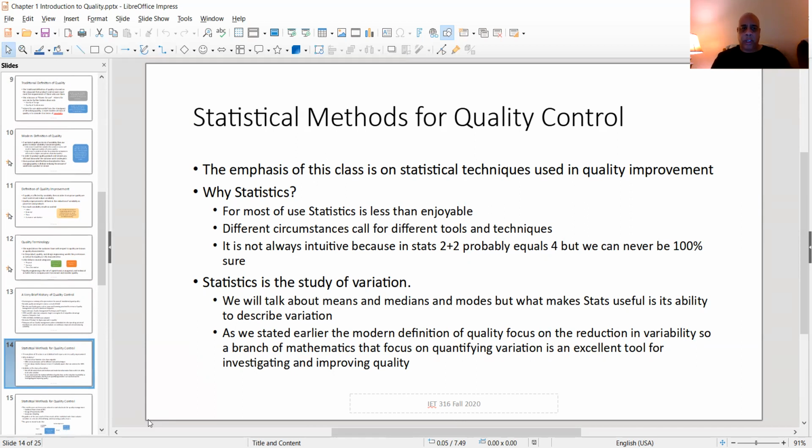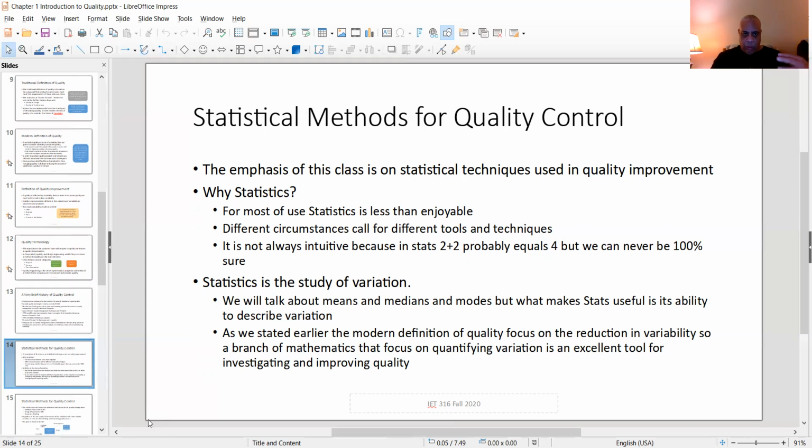Now, why do we use statistics? Because for most of us, statistics are not very enjoyable and not very understandable. But different circumstances call for different tools and techniques. So it is not always intuitive, because in statistics, 2 + 2 probably equals 4, but we cannot be 100% sure. Now, statistics is a study of variation.